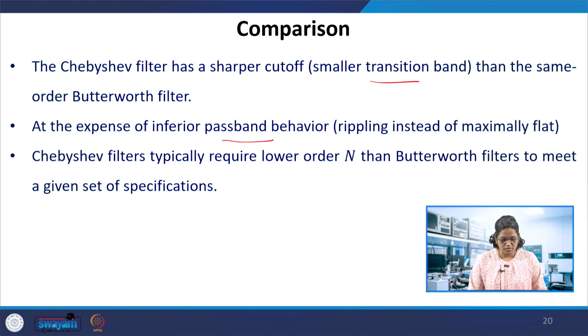If we take the same specification, the order required for the Chebyshev filter is less compared to the Butterworth to meet the same specification. If the order is less, that is good to have the same or better response. If the order is less, that would be preferable. So for the same specification, the Chebyshev gives the lower order filter.